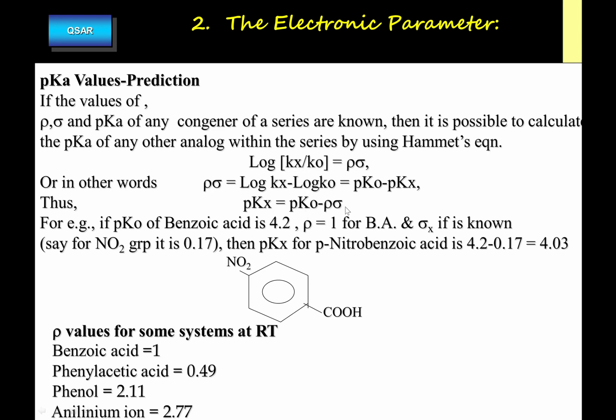And let us work out an example for that. If you want to calculate the pK value for paranitrobenzoic acid, you only need to know the pK value of benzoic acid and the sigma of the para 4-nitro. So you just deduct it from this and you will get the value. And it is but natural that paranitrobenzoic acid will have a lower pKa than benzoic acid because paranitrobenzoic acid is a stronger acid.